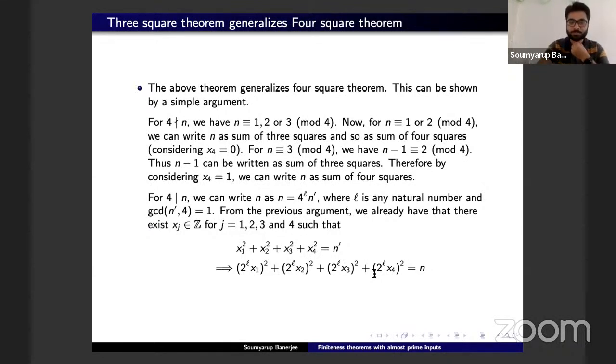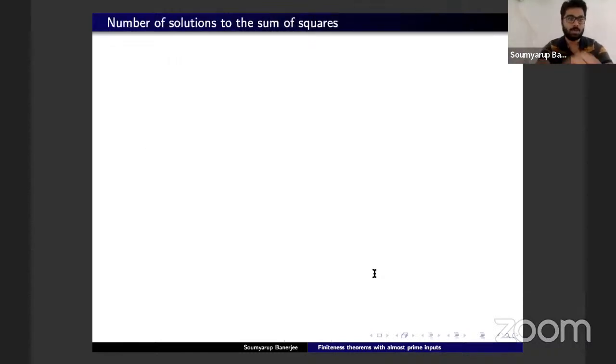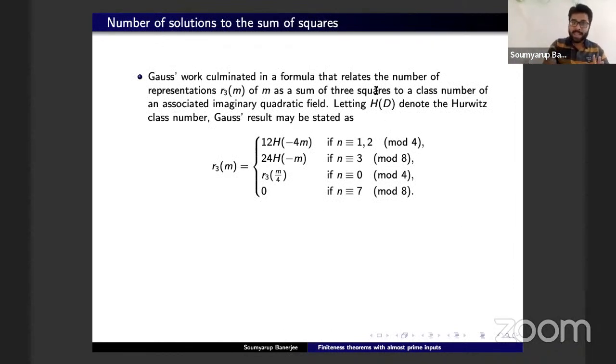Okay. Now, let's see what other things Gauss has recovered in his article. So now the question is, what has Gauss recovered? Suppose R3(m) is the number of solutions of the sum of three squares equal to m. Gauss told us the exact number of solutions for R3(m), that is, the number of solutions of x1 square plus x2 square plus x3 square equal to m. So let us see that. Let H(D) be the class number associated to the imaginary quadratic field. Let me skip that definition. But what is important is that Gauss's result told us that R3(m) is exactly equal to this for n congruent to 1, 2 mod 4 and 3 mod 8 and so on.